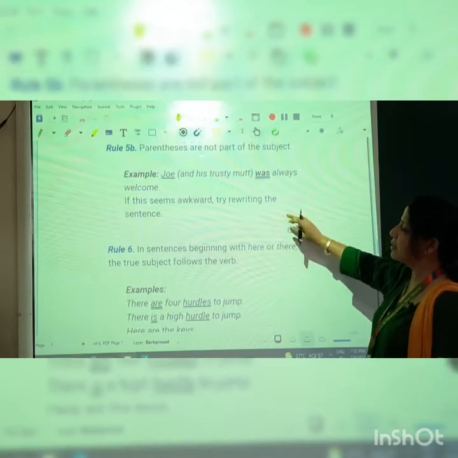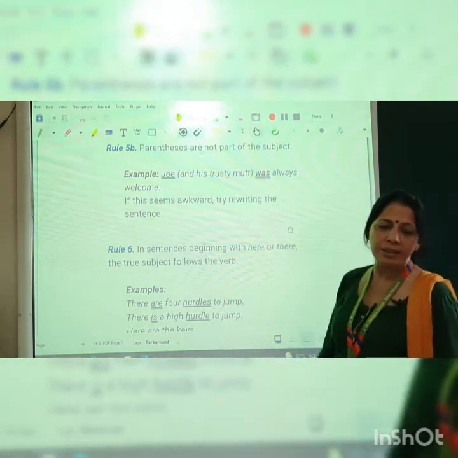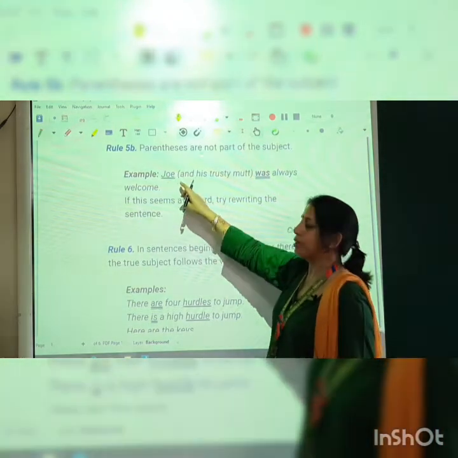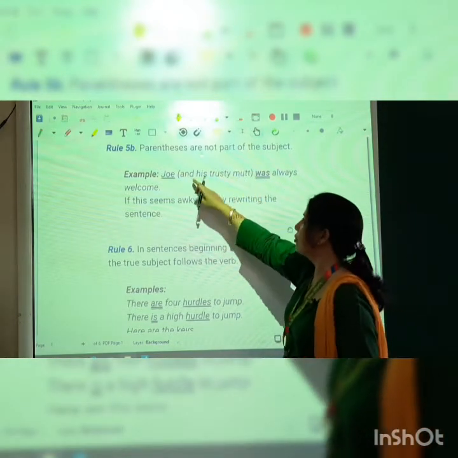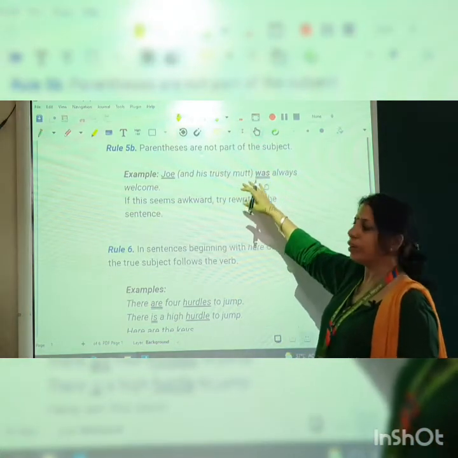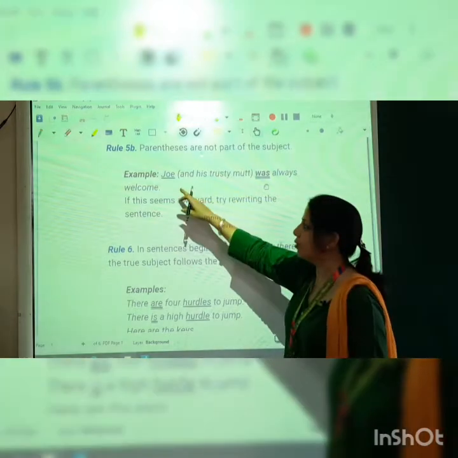Now parenthesis means the bracketed things. These are not taken as the subject. Okay, so this will be an independent subject here. Joe was always welcome. Now here his trustee must leave this. This is again ignored. You don't have to think that there are two people. Okay, it's not plural, it will be singular only.